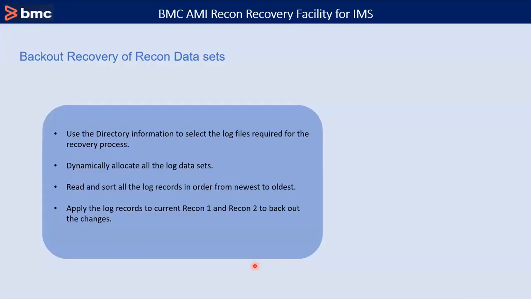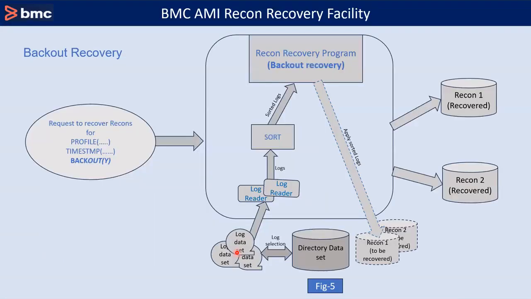Next slide, please. So you already talked about it. If we go to the next slide, we can probably go over it. So this is how the backout recovery looks. On the left, you see you request a backout recovery by specifying which profile you want to recover. You specify the timestamp and you specify backout Y. That means you are requesting a backout recovery. If you say backout no, then you are requesting a forward recovery.